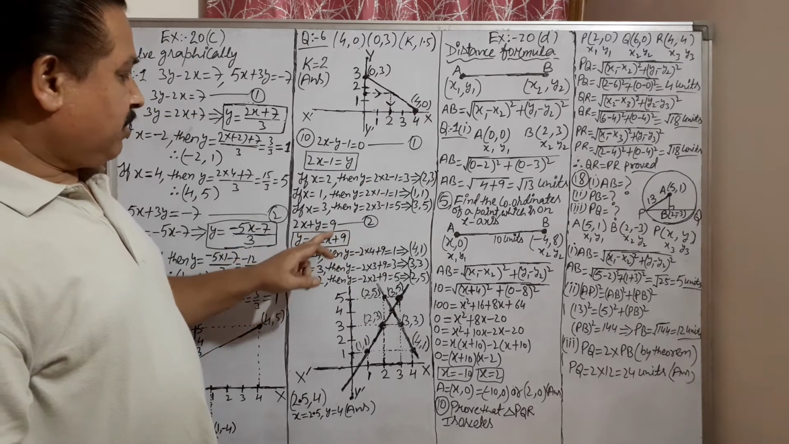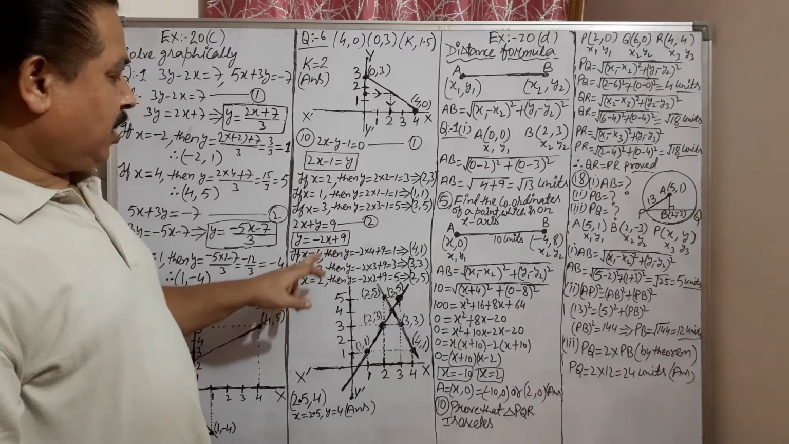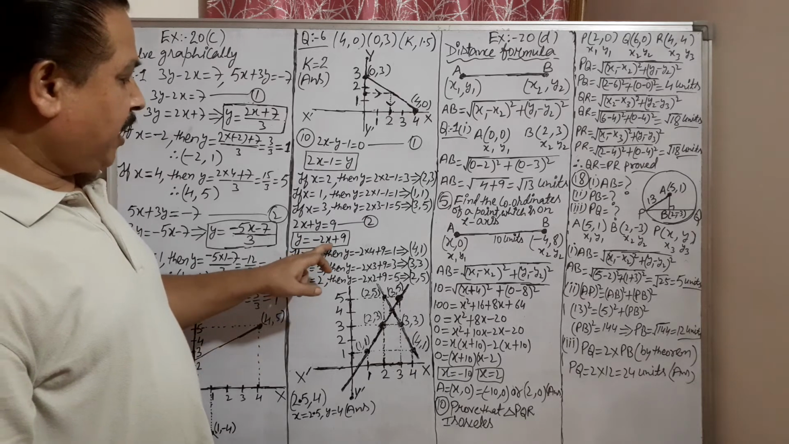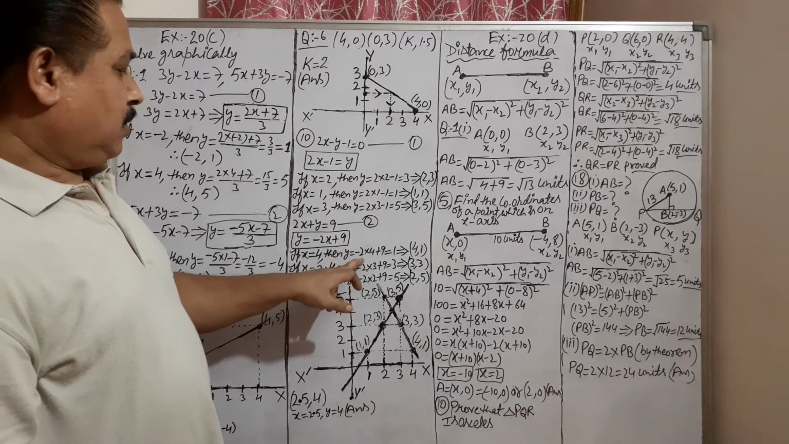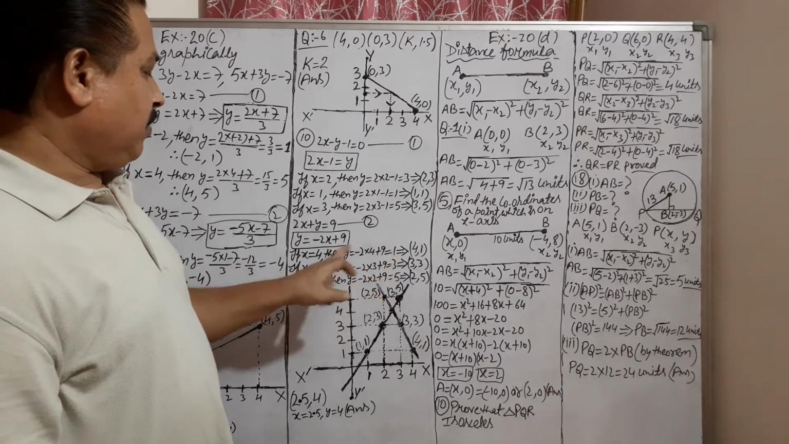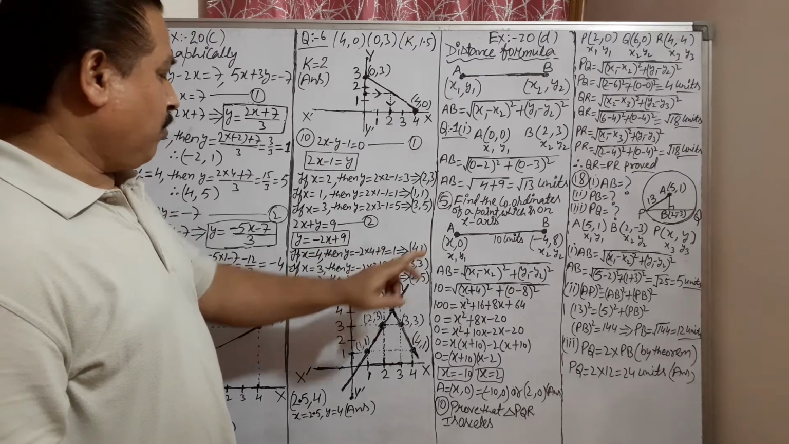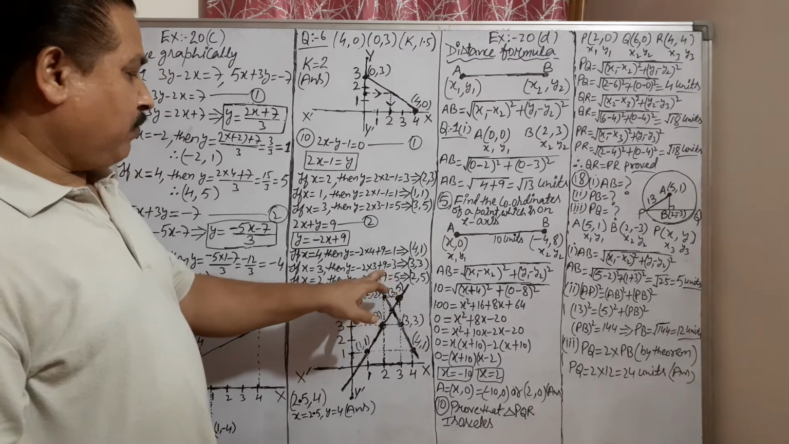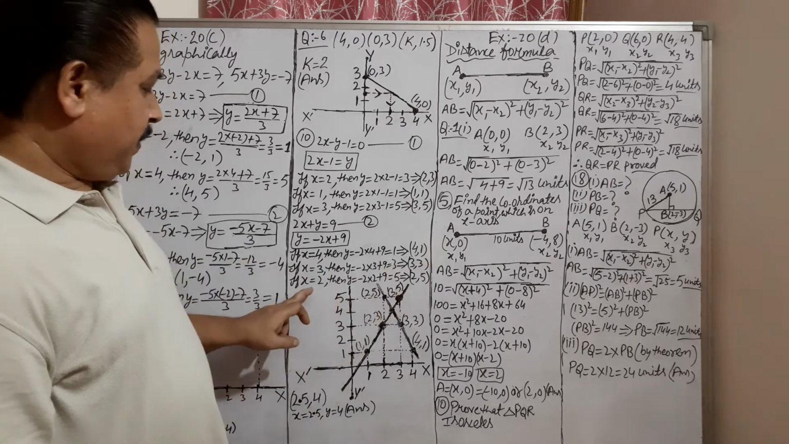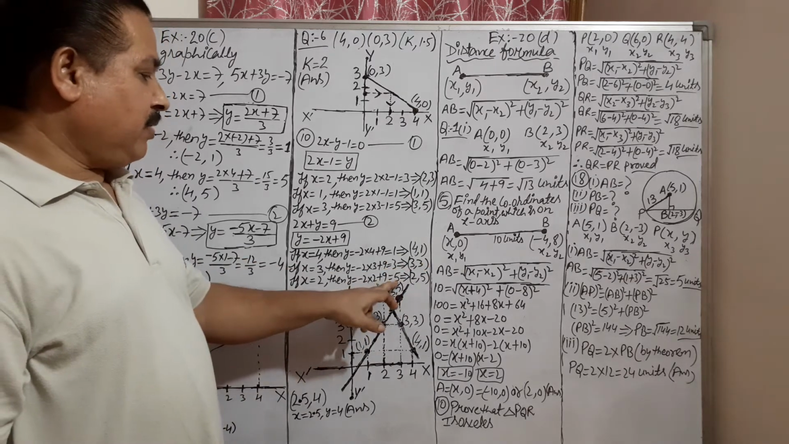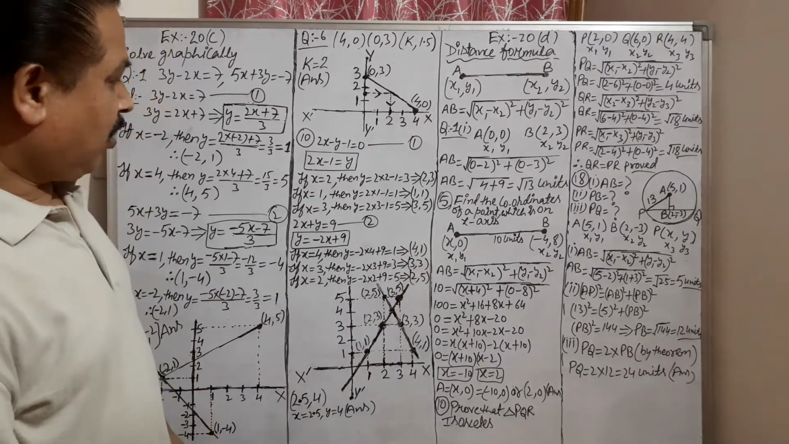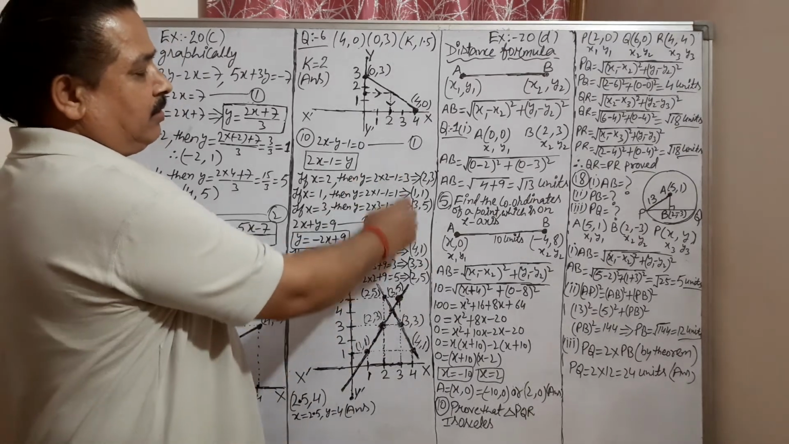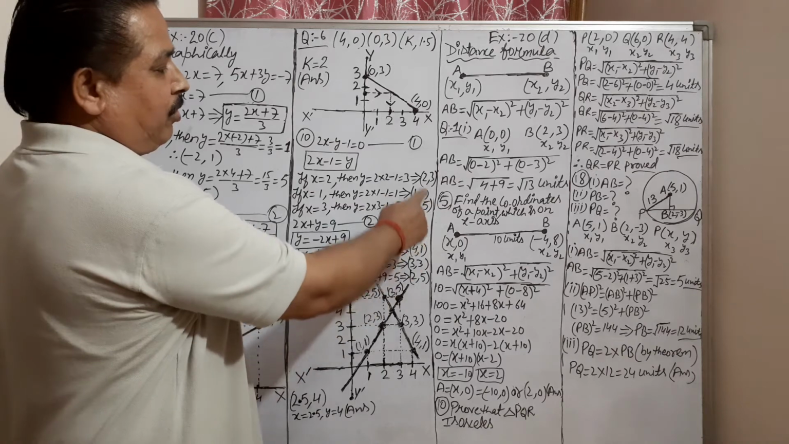Now similarly for equation 2, make y the subject. Now start taking the numbers. So suppose x is 4. So now what will y be? Y will come from here as 1. So 4, 1. Similarly x is 3, y is coming 3. So 3, 3. And x is 2, so y is coming 5. 2, 5.